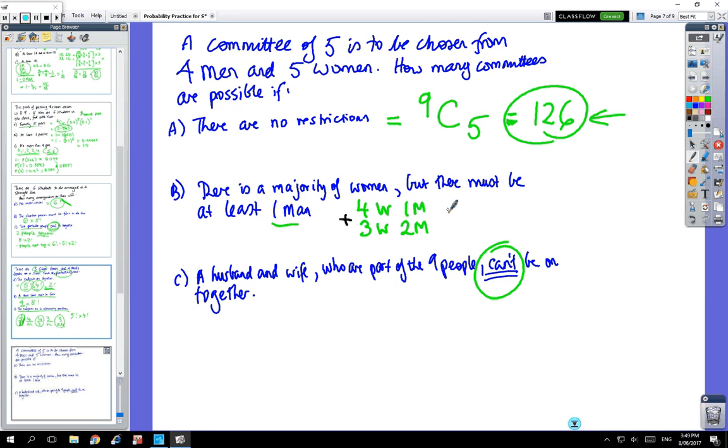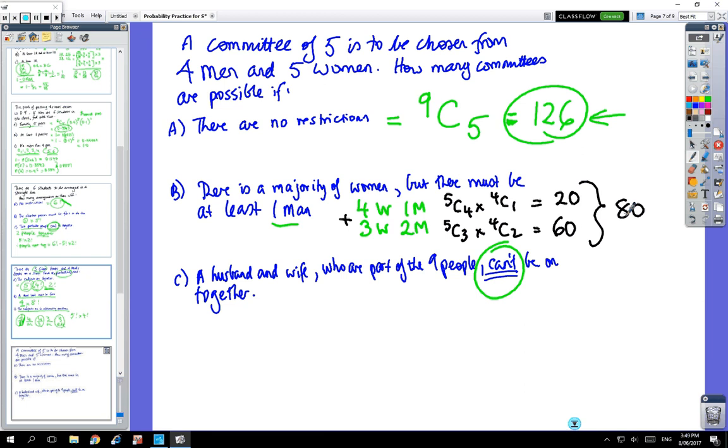So we've got 5C4 times 4C1, whatever that equals, and 5C3 times 4C2, whatever that equals. So that's going to be 20 for that one. 5C3 multiplied by 4C2. Okay, that's 60. So altogether, there's 80.